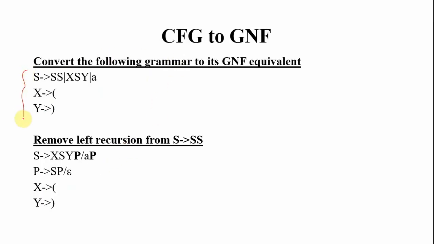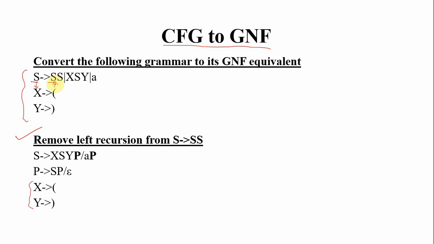Here we go. If you are given a grammar like this, let's try to eliminate the left recursion. This grammar has a left recursive production: S gives SS. This S and this symbol are equal, so there is a left recursion. We are not going to touch these two productions because they do not have left recursion. The first and foremost thing we are supposed to do when we convert a context-free grammar to its equivalent GNF is the elimination of left recursion. So S gives SS has left recursion.